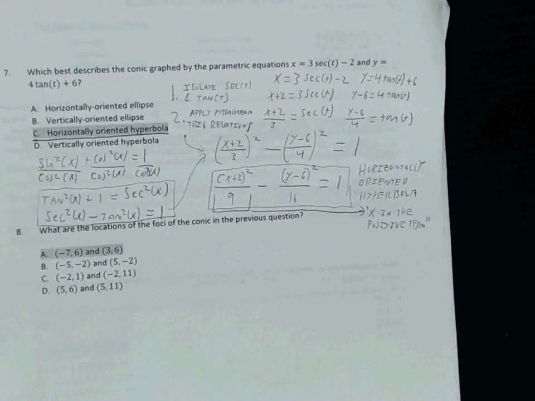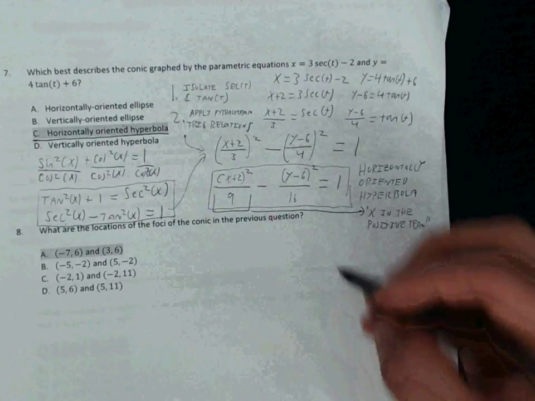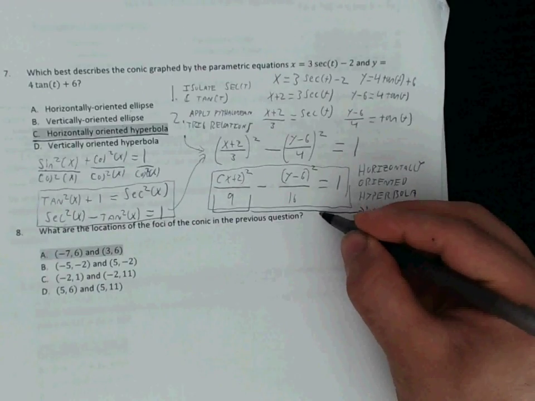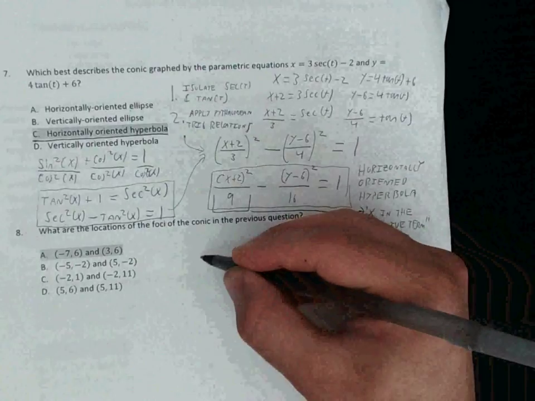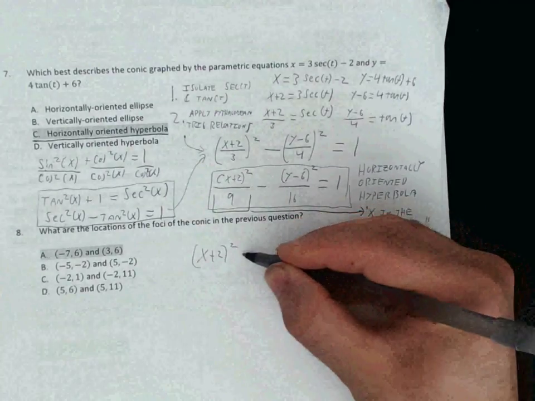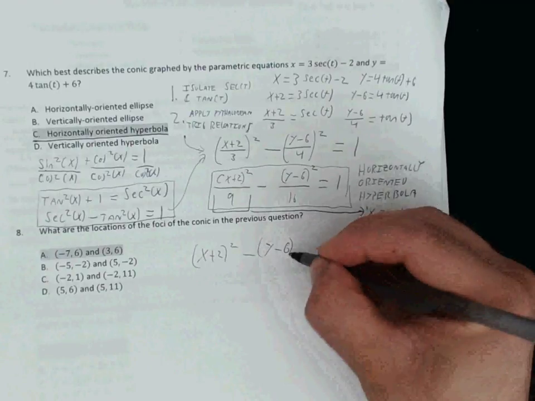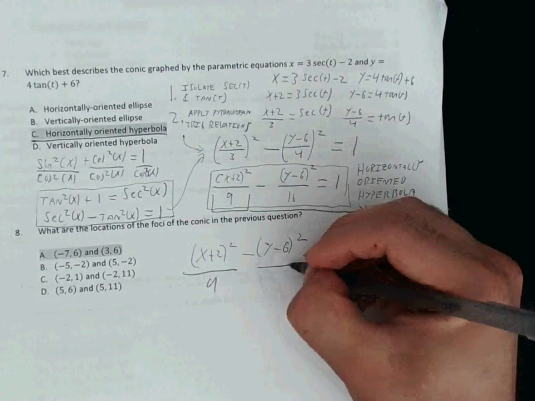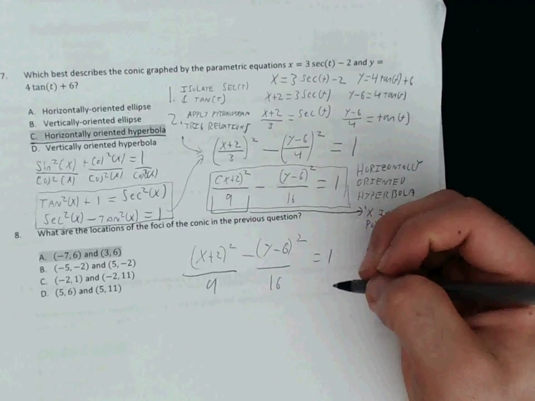Number 8. What are the locations of the foci of the conic in the previous question? Well, now that we have the standard form of our hyperbola, so that's going to be (x plus 2) squared over 9 minus (y minus 6) squared over 16 is equal to 1. The denominators being 9 and 16. We need to find the foci.